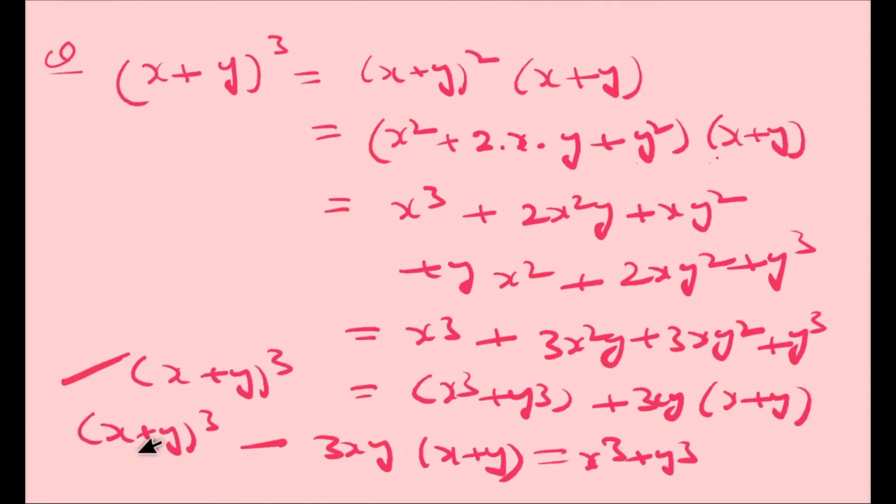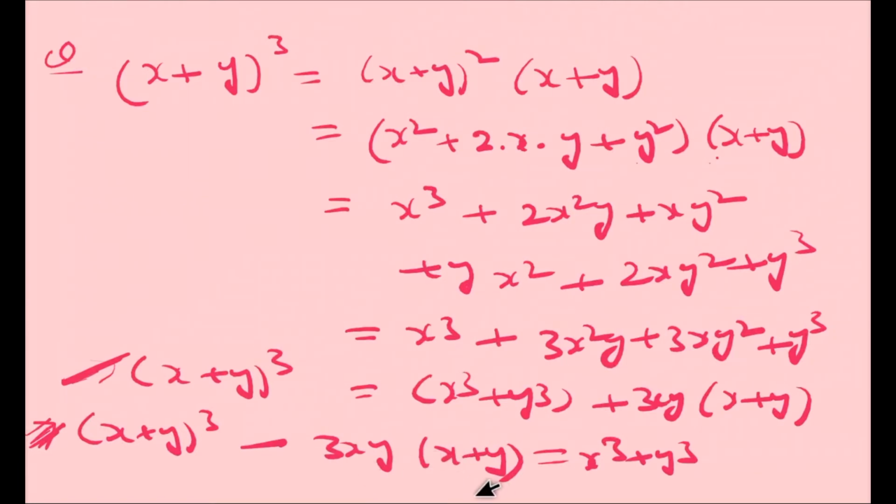Okay, and now if we go to the next step for this, first learn this formula. This is the basic formula: x plus y whole cube equals x cube plus y cube plus 3xy times x plus y, and x cube plus y cube. This is your another formula. This formula you have to learn very carefully.